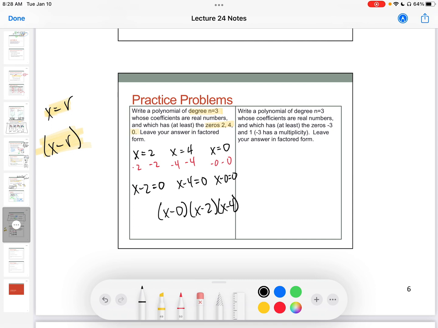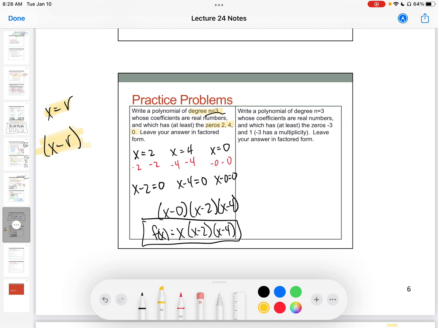Is that going to be a degree 3? Yes, because I have 3 x's there, all to the first power. The only other thing is, what is x minus 0? Well, x minus 0 would just be x, so a better way to write this would be x times x minus 2 times x minus 4. So there's the function that they asked us to create. All right, let's do another example.